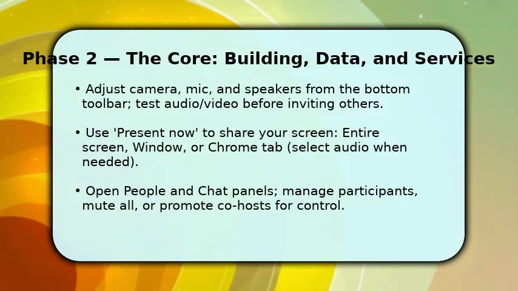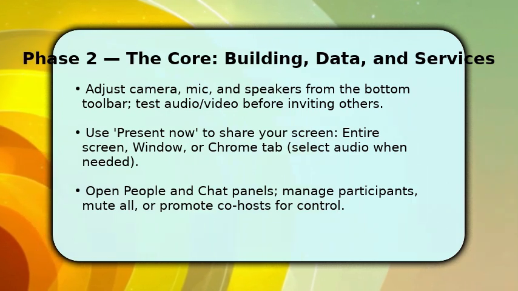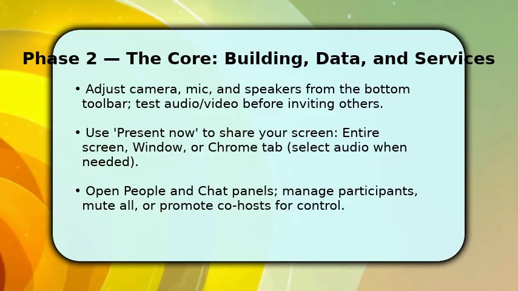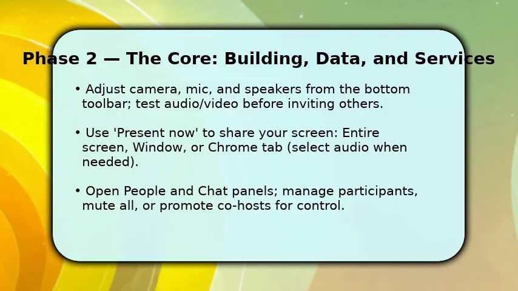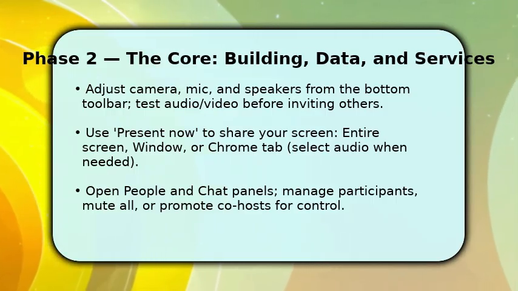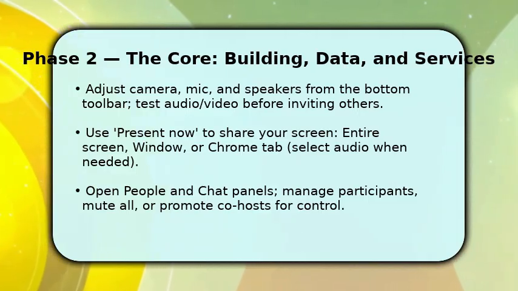Check the bottom toolbar to toggle camera, microphone, and captions. Test your audio and video to avoid surprises. Then, when you need to show content, click Present Now and pick Entire Screen, Window, or Chrome tab. Choose Tab Audio if playing video. Also open People and Chat to see attendees and messages.